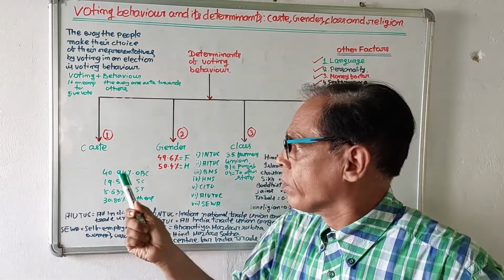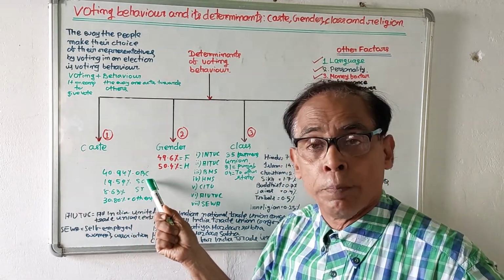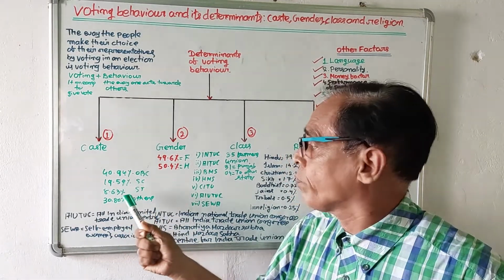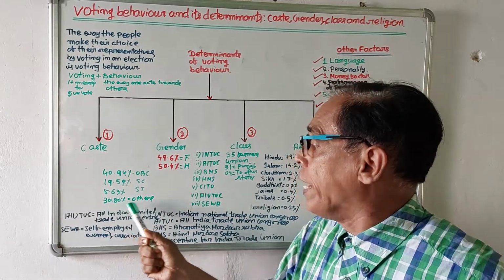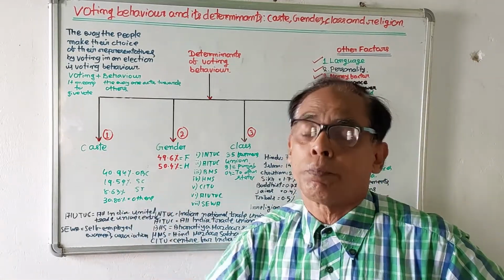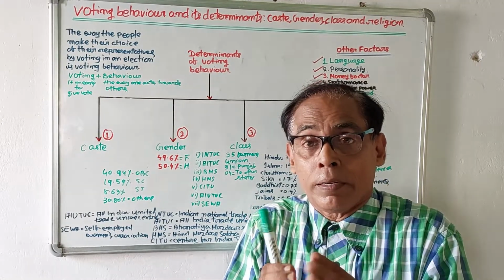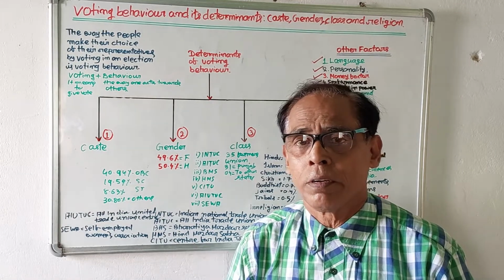And in India, 40.94% belong to backward classes, OBC, 19.59% SC, 8.63% ST, and 30.80% other people. So, in India, caste is a very important determinant of voting behavior.